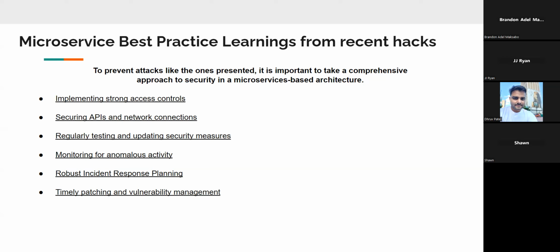Organizations must also have a robust incident response plan in place to quickly respond to security incidents and minimize the impact on users. This should include regular training and testing of the incident response plan to ensure it is effective. And finally, timely patching and vulnerability management. As more organizations move towards containerization and microservices, it is important to ensure that all components of the infrastructure are kept up to date with the latest security patches and updates. Next slide, please.